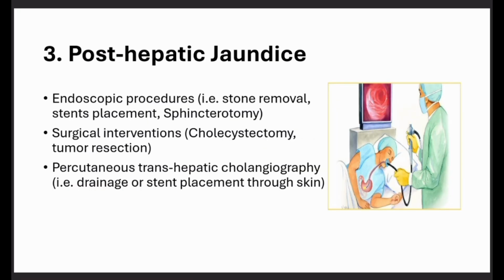Treatment of post-hepatic jaundice. These are use of endoscopic procedures for stone removal, stent placement, sphincterotomy. Surgical intervention, such as cholecystectomy, tumor resection, percutaneous transhepatic cholangiography, such as drainage or stent placement through the skin.